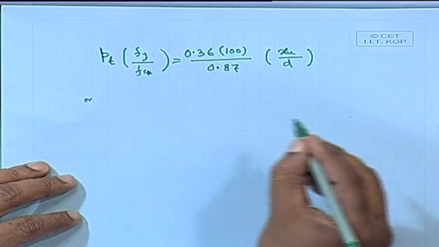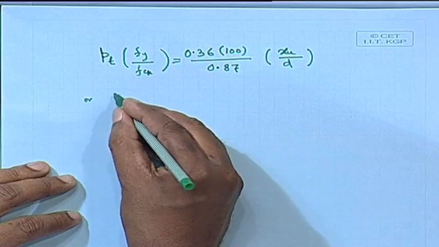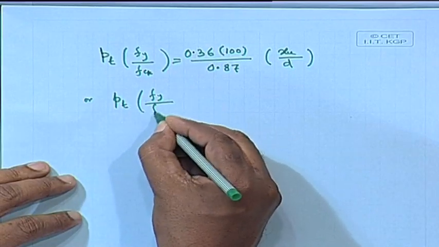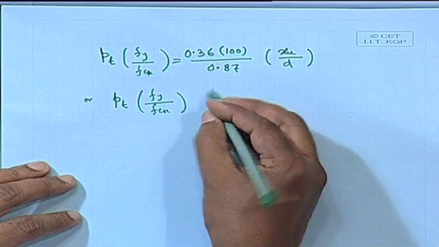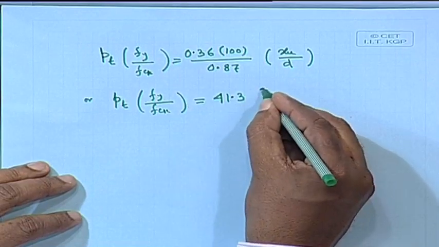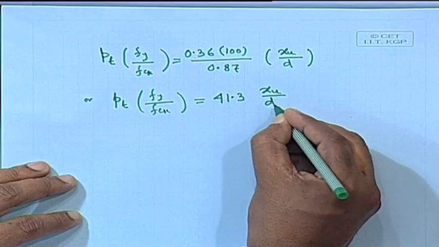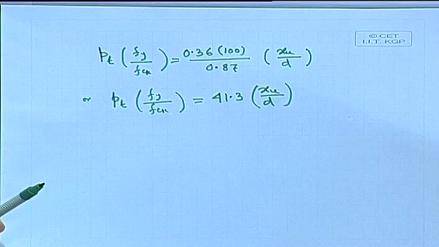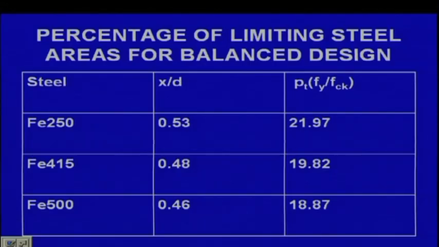or pt fy by fck equal to 41.3 xu by d. Xu by d is the limiting value, and we can get percentage of limiting steel areas for balanced section for different grades.